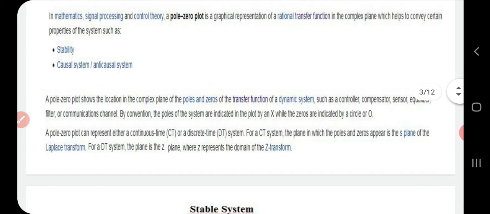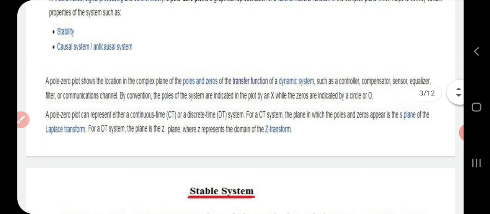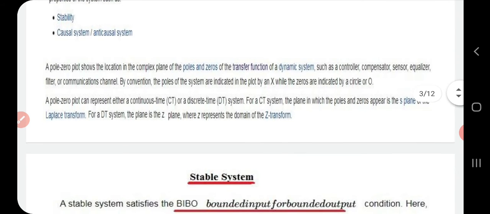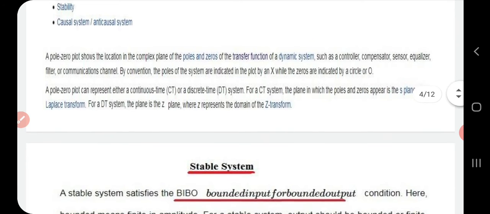Also, this pole zero plot shows the location in the complex plane of poles and zeros. We have already studied how to determine the poles and zeros of the transfer function of a control system. Now, this pole zero plot actually shows where these poles and zeros of the transfer function of the control system are located. Actually, the poles are represented in the pole zero plot by a cross, whereas zeros are represented by a circle. This we studied in the last class.